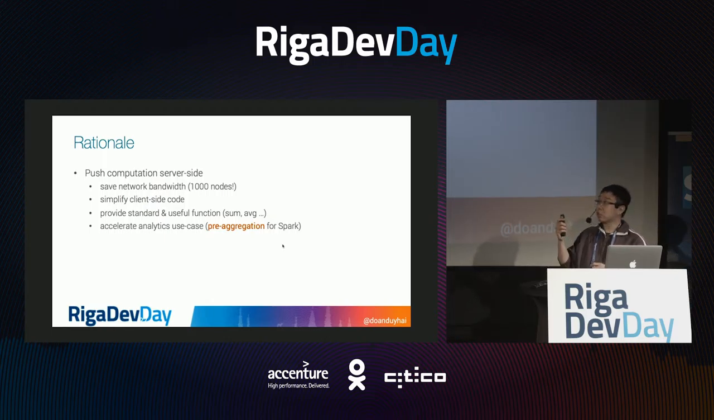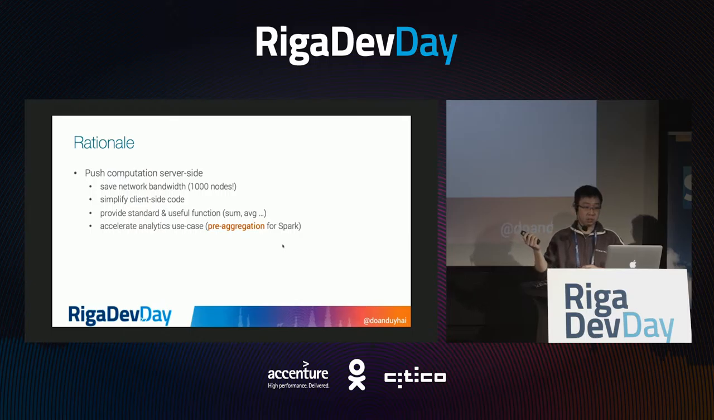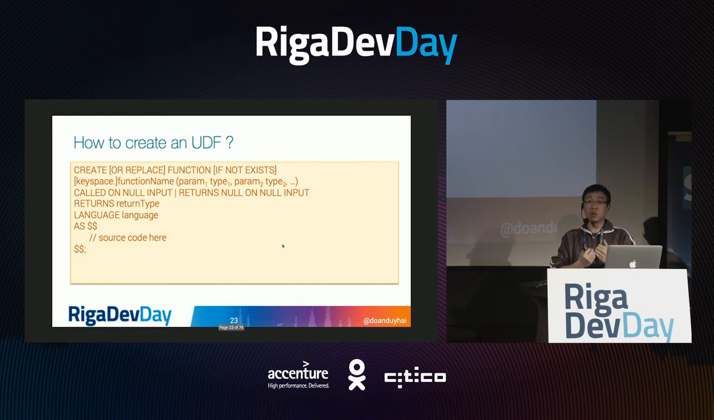And we can use those functions also with the Spark Cassandra connector to pre-aggregate. So it is not possible right now, but I'm working on this, to be able to push down: when you are doing a Spark SQL query and you are using a Cassandra function, it will be pushed down directly into Cassandra.